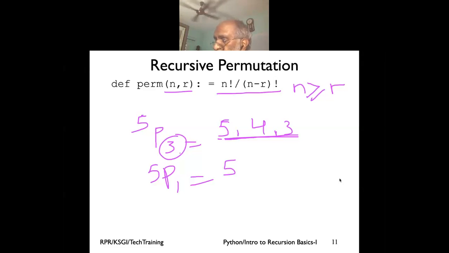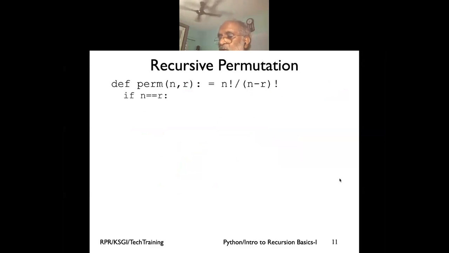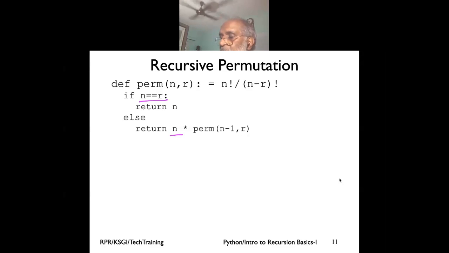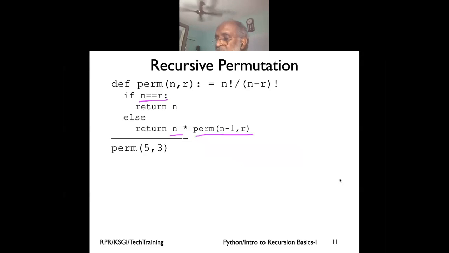So let's look at what my recursion looks like. I would say if n is equal to r, that means I am done with all the terms, then return n, the last element. Otherwise, return n star permutation of n minus 1, r. It may be a little confusing, but let me give an example. Let's say I need to compute permutation 5, 3.